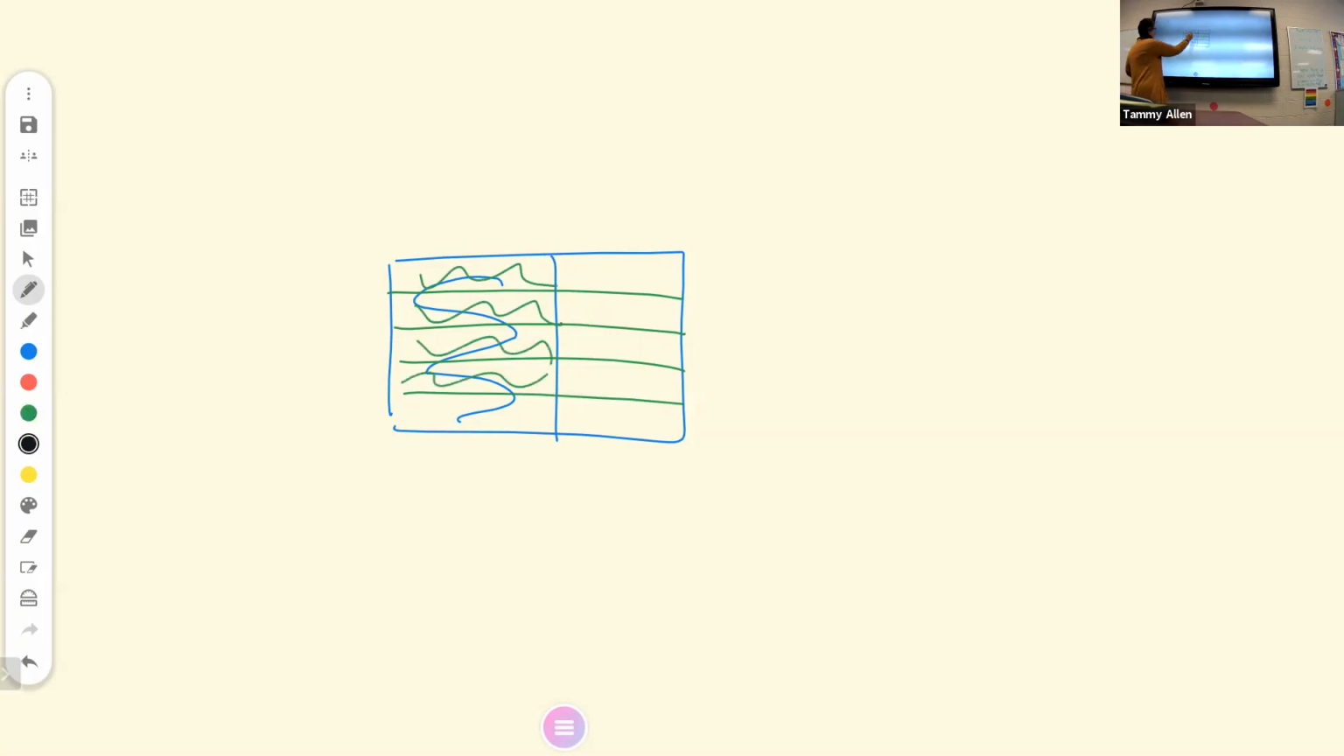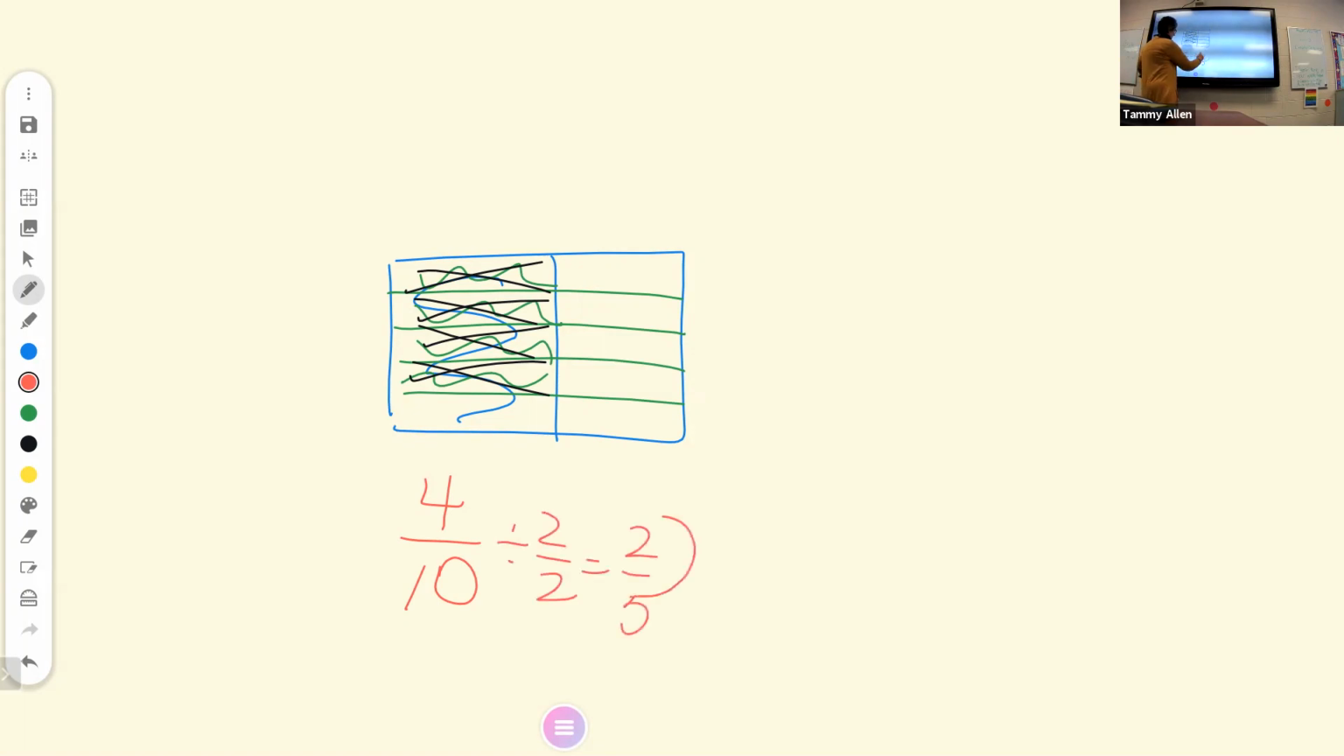You want the overlap. We want to know how many sections were overlapped. 4 of them were out of a total of 10. But then you can simplify it down to 2 fifths. Any questions on that one? Anybody?